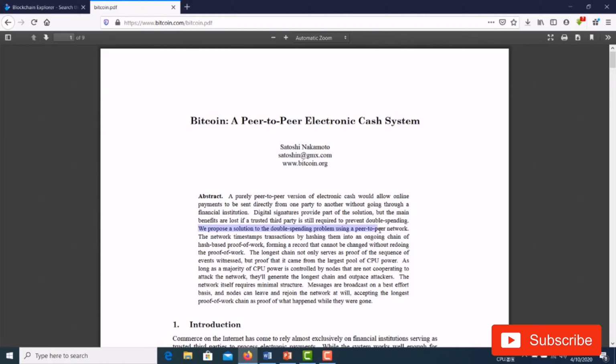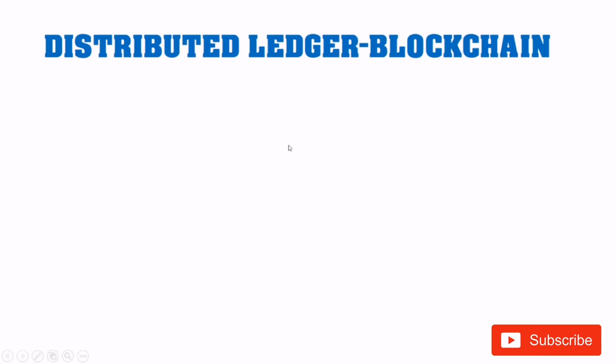We propose a solution to the double spending problem using a peer-to-peer network. A peer-to-peer network here is a decentralized network. This was done using a distributed ledger, in other words, blockchain. So whenever we hear the word blockchain, think of a ledger, more like the ledger at the bank. Only this happens in the virtual space.